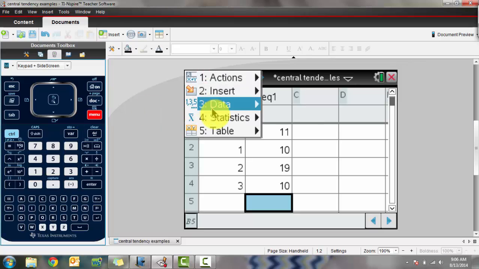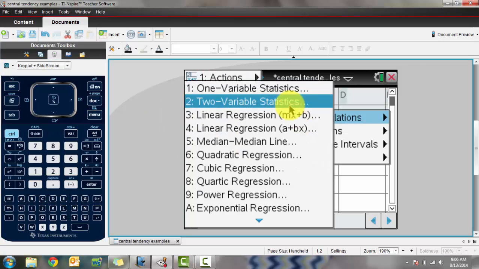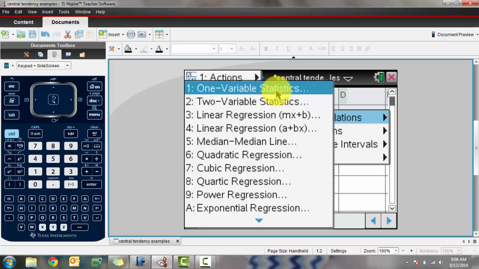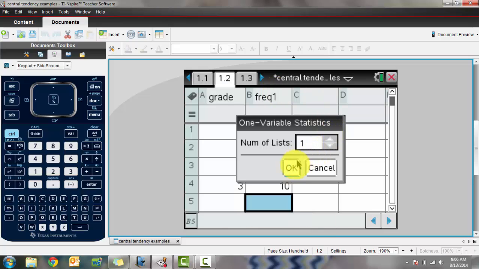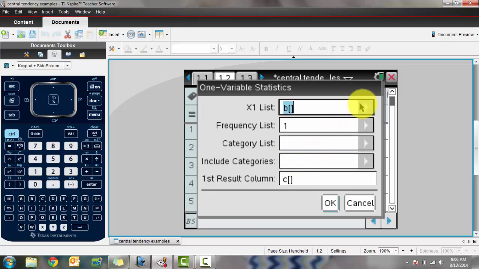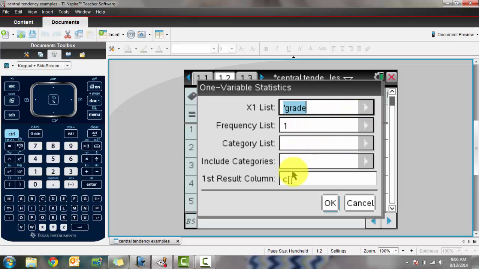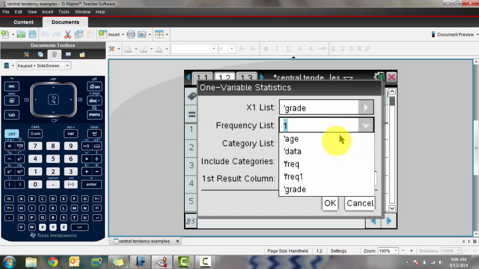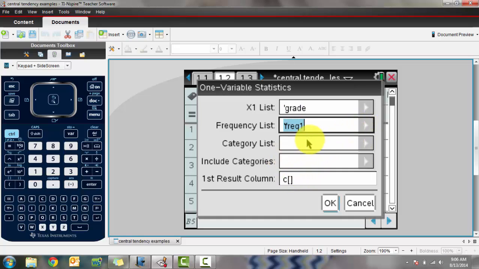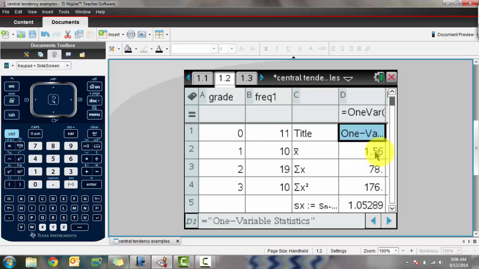We're going to press Menu, Statistics, Stat Calculations, and this is a one variable statistic. Our number of lists is 1. Our statistic is the grade. Frequency is just counting. So our X list, our data list, is grade. This is why we give it a name. Our frequency list is, I called it Freq 1. And we don't have categories. And in column C, I have nothing. So the first result column in C is OK. I hit OK. Our mean is 1.56.